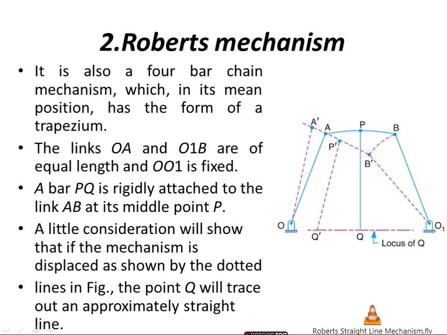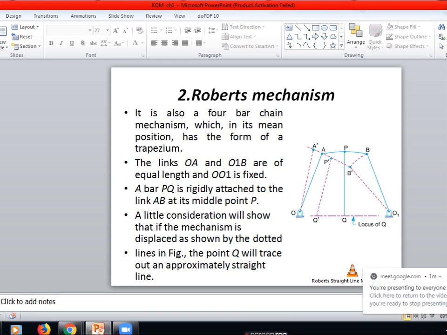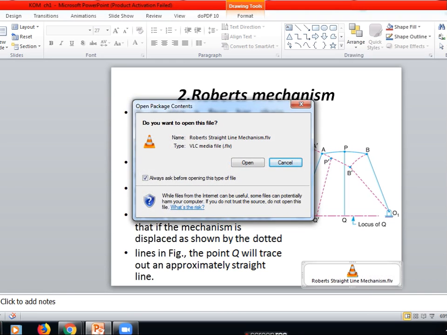Even in this motion, automatically Q will have the Q dash, it will be in the straight line, whether left side or right side, the motion will be continuous. Okay, so the point Q will trace out approximately a straight line. So this is known as a Roberts mechanism. Very simple mechanism, just a connection of P from the center, if it is at the middle of this AB, automatically you get a straight line. Okay, so let us see the mechanism.